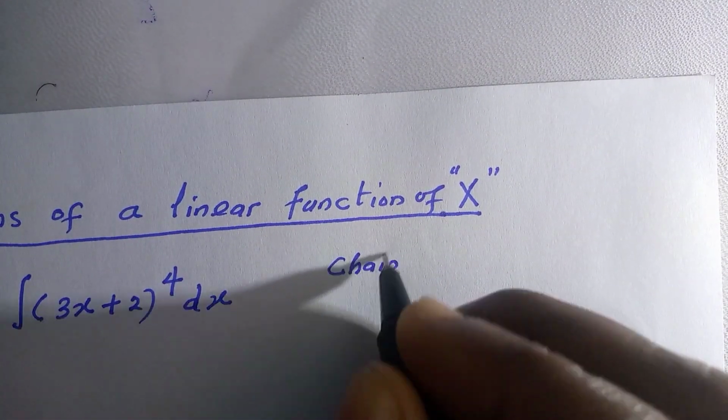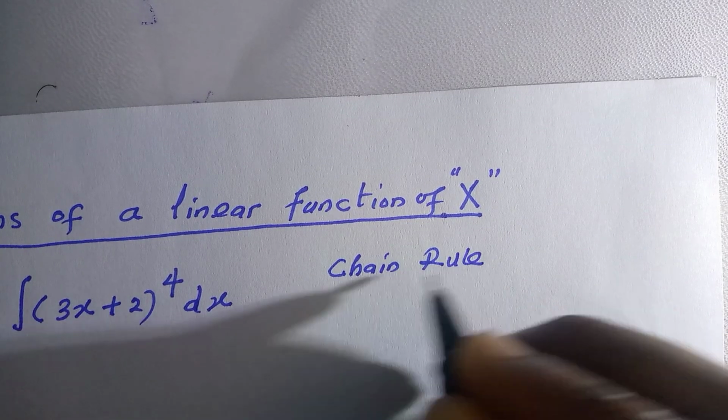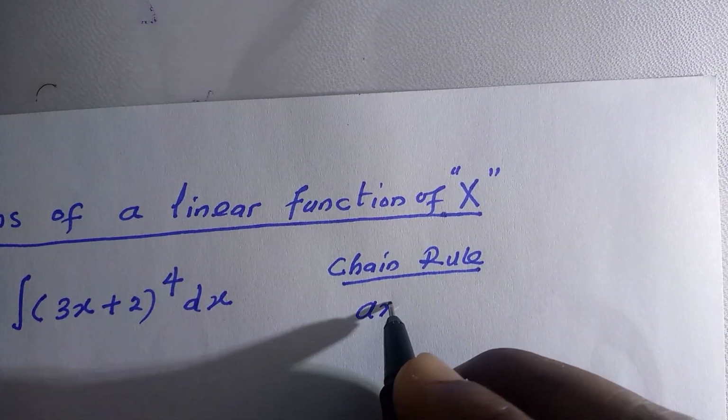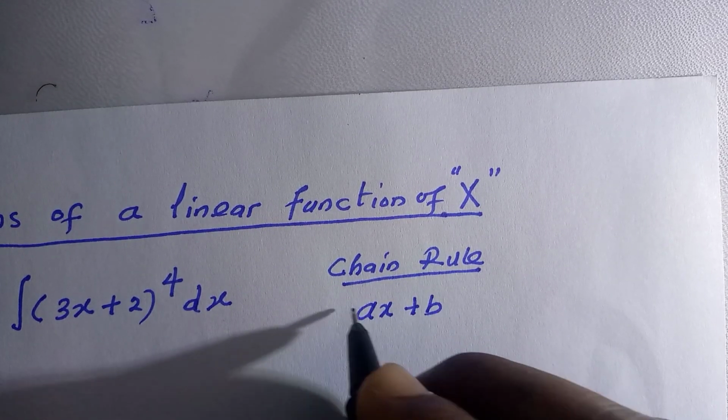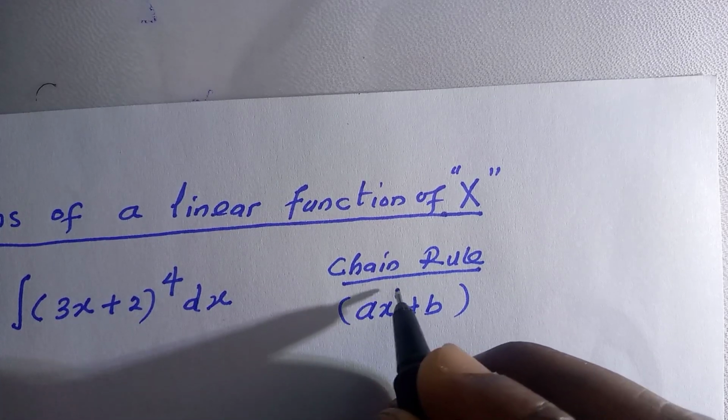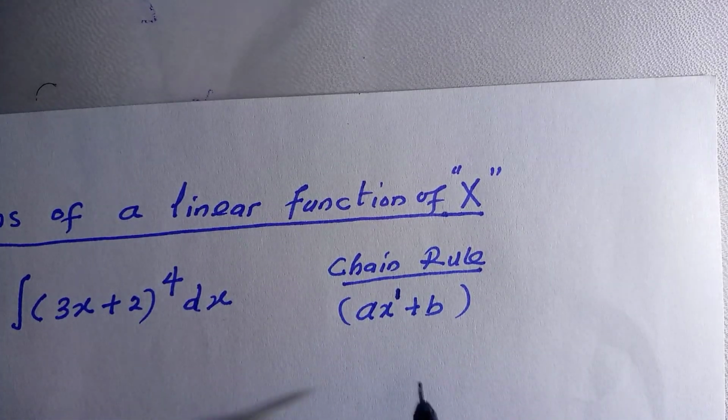Let's see the integral of a linear function of x, and this one is more of the chain rule that we know in differentiation. The rule that binds this is that it must be a linear expression. The linear expression in the sense that the power of this x must be 1. So if the power of x is 1, we are going to use this method I'm going to show you right now.